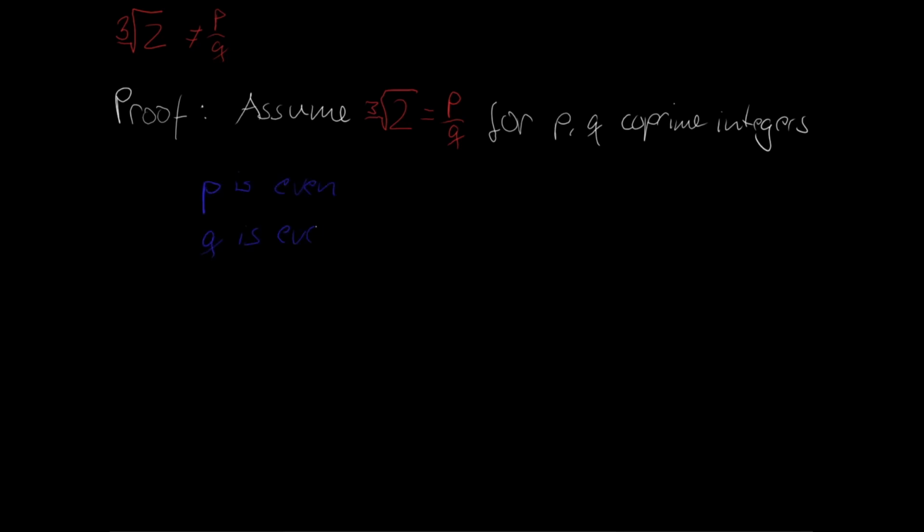P is even, q is even, and p and q are co-prime. But if p and q are both even, then that would mean they share the factor of 2, which can't be true because they are co-prime. This is the contradiction we were searching for, and now we can conclude that the cube root of 2 is not a ratio of two integers, p and q. And that just means that the cube root of 2 is irrational.